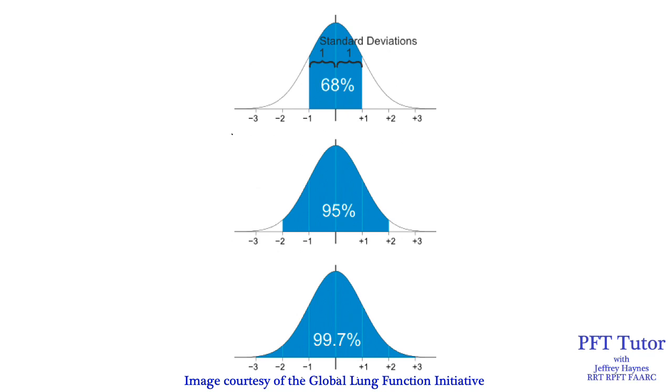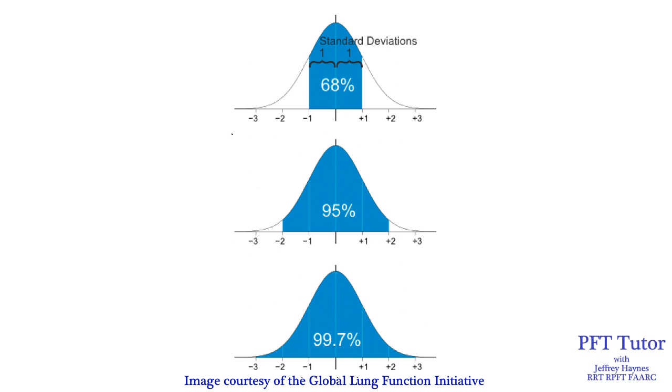The empirical rule states that under normal conditions, 68% of repeated measurements should fall within 1 standard deviation of the center of the bell curve, 95% of repeated measurements should fall within 2 standard deviations of the center of the bell curve, and 99.7% of all repeated measurements should fall within 3 standard deviations from the center of the bell curve.